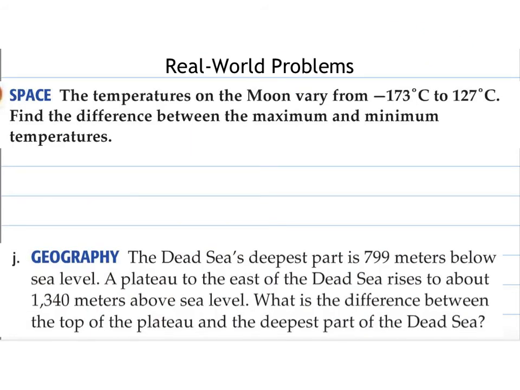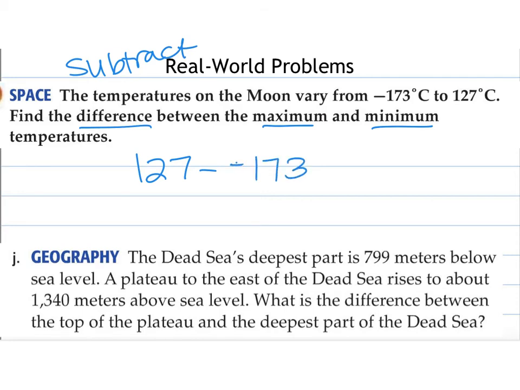Okay, a couple word problems here that we're going to go through. The first one, the temperatures on the moon vary from negative 173 degrees Celsius to 127 degrees Celsius. Find the difference. So that tells me subtract between the maximum and minimum temperatures. So since it says maximum first, that's the number that comes first, 127. Since we're doing difference, we're subtracting. Minimum is then second, which is a negative 173.